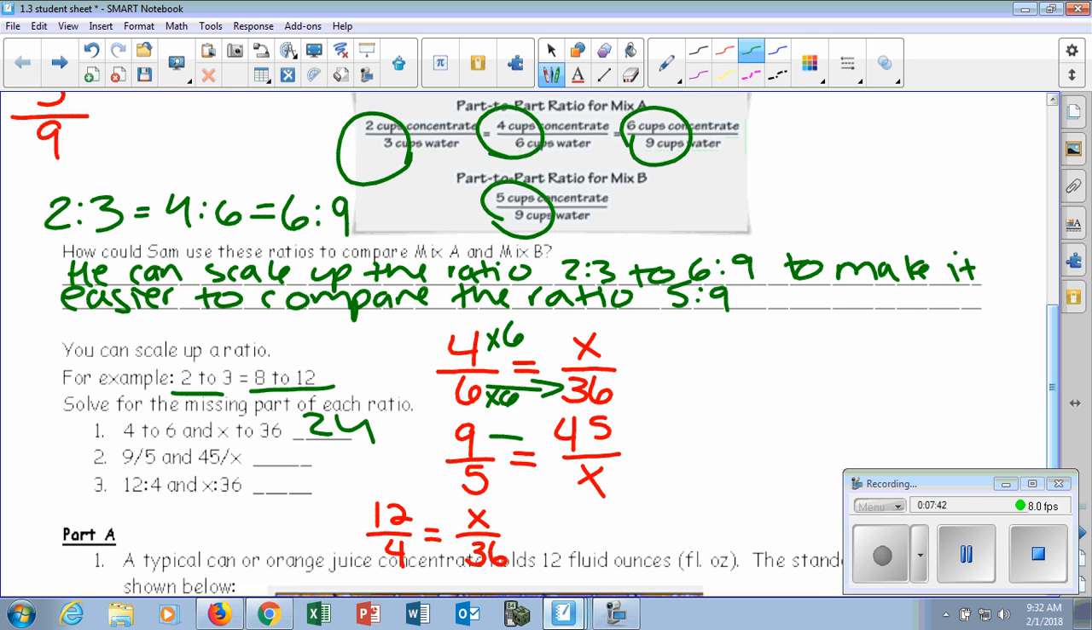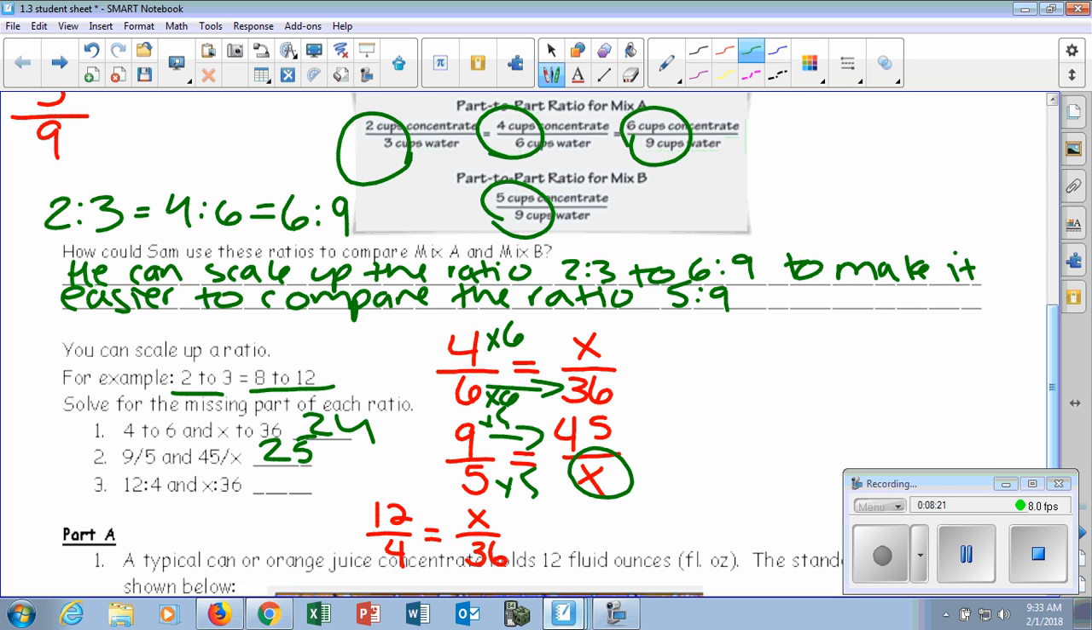Well, what is it scaling up by to get from 9 to 45? It's scaling up by 5. 9 times 5 gives you 45. So since I'm going up by 5 in the numerator, I have to do the same in the denominator. So when I multiply this in the denominator, 5 times 5 would give me what my x equals, which Anthony said was 25, right?